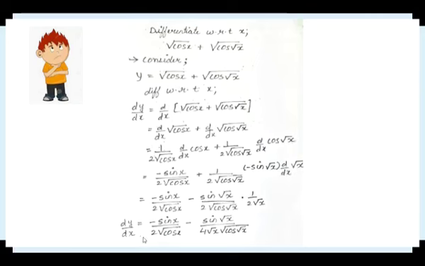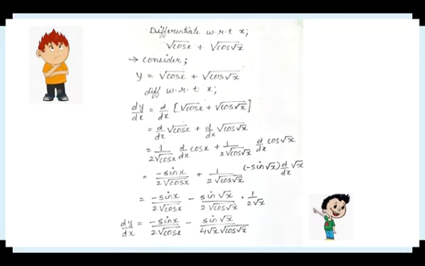and I have written it in a proper manner. So dy by dx will be minus sin x upon 2 root cos x minus sin root x upon 4 root x into root cos root x. So this will be the answer.